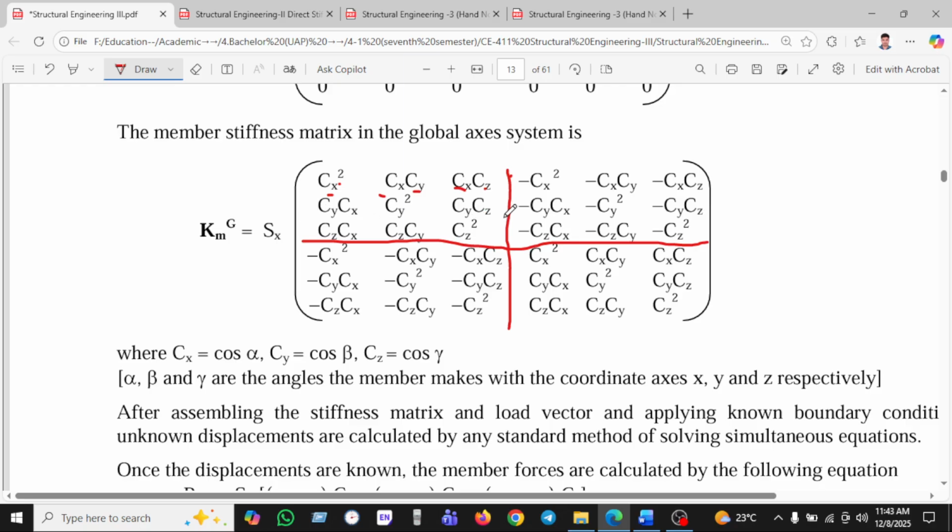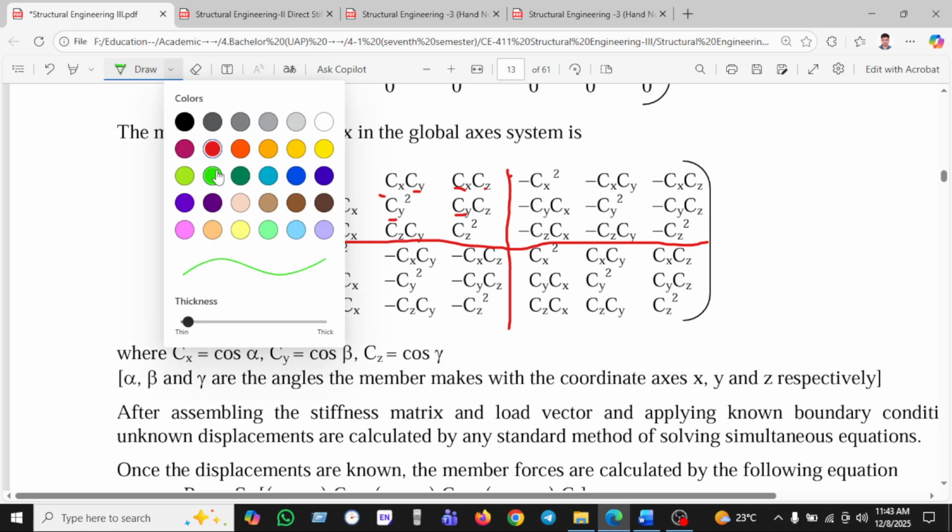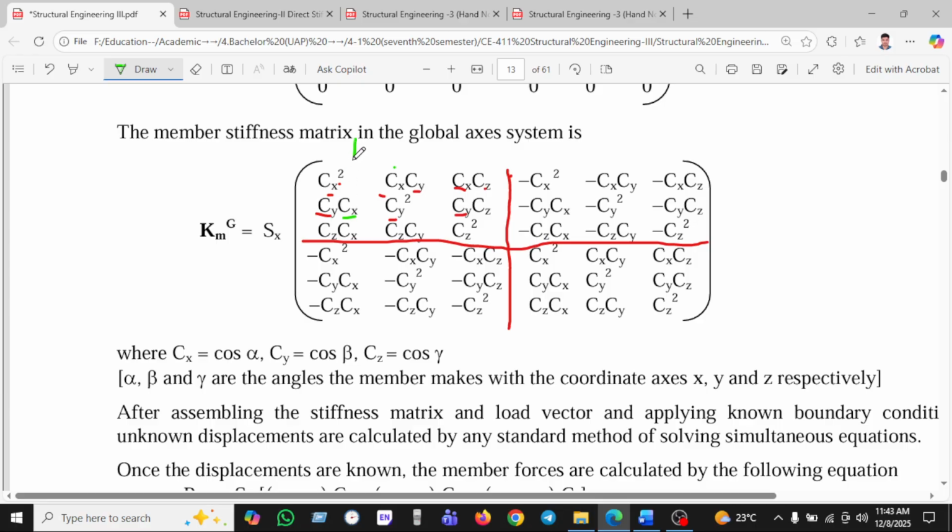The second row is cy, and it is multiplied by the columns cx, cy and cz. Cy with cx gives cy cx, because this is the x column; cy and cy give cy square, and then cy with the cz column gives cy cz. This is the third row, the cz row: cz into cx, cz into cy, and cz into cz gives cz square.